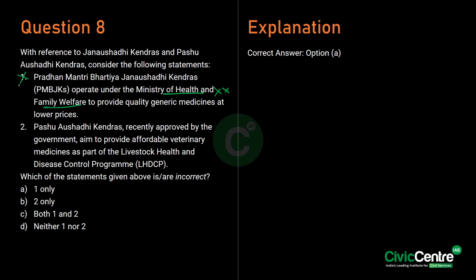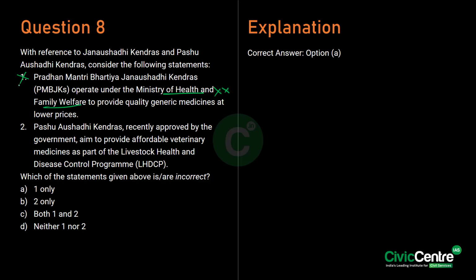Now, following their success, the government approved the Pashu Aushadhi Kendras on March 5th of 2025 to provide low-cost veterinary medicines under the Livestock Health and Disease Control Program with 75 crore rupees allocated. India has a livestock population of 535.78 million, making access to affordable animal health care very crucial.